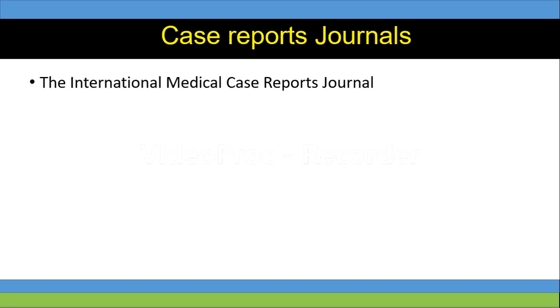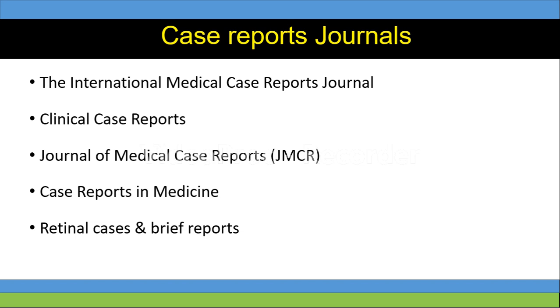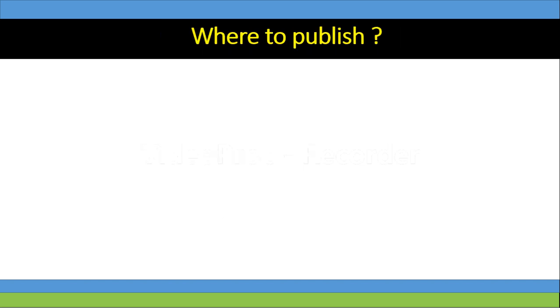Again, I've just told you there are more than 100 journals which specifically publish case reports, but these are the journals which are indexed in Medline as well. So if you want to publish your case report in a high ranking journal, and you want to publish in an indexed journal in Medline, probably these are some of the options that you have: International Medical Case Report Journal, Clinical Case Reports, JMCR, Case Reports in Medicine, Retinal Cases and Brief Reports, specifically for people working in the field of ophthalmology, and Case Reports and Clinical Practice Review. So please go online and explore all these journals and other journals in order to publish your case report.